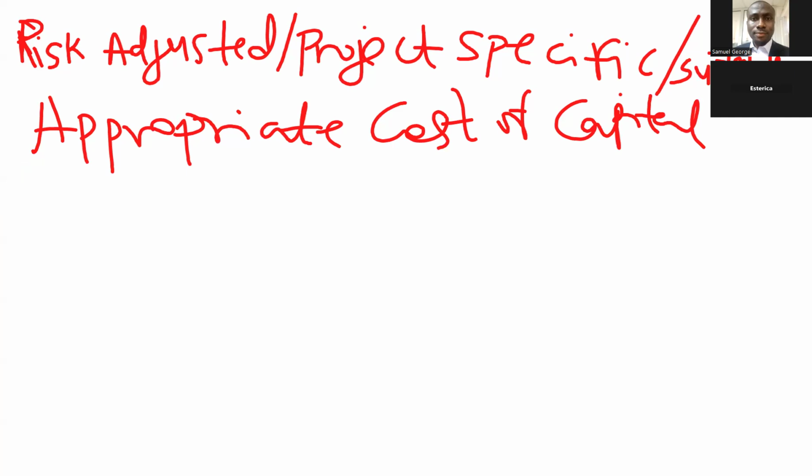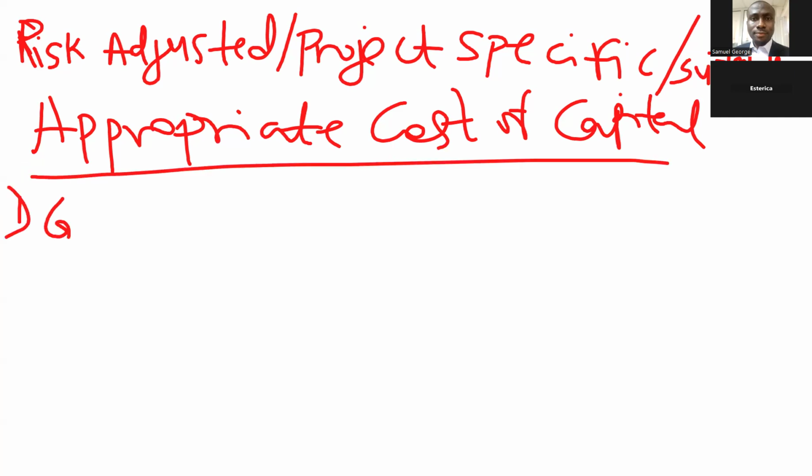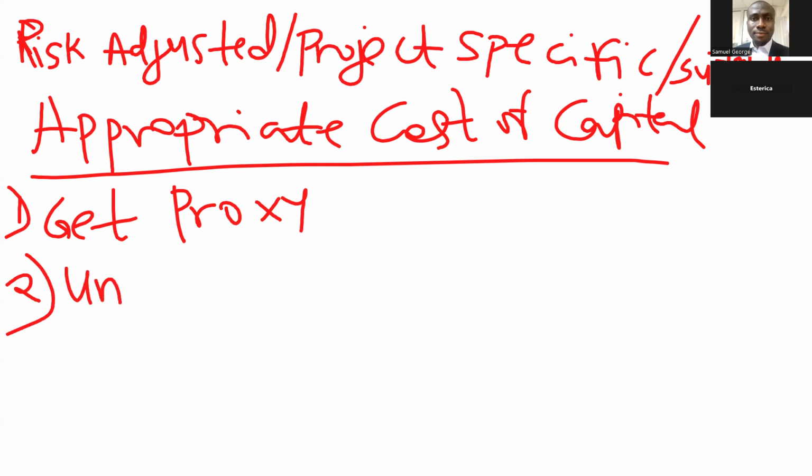Now, what are the steps? Step 1, get proxy. Step 2, ungear. Now, let me explain, go back to step 1. In step 1, when you are saying get proxy, you are getting a proxy. Okay, what do we know about risk adjusted cost of capital? Or project specific.